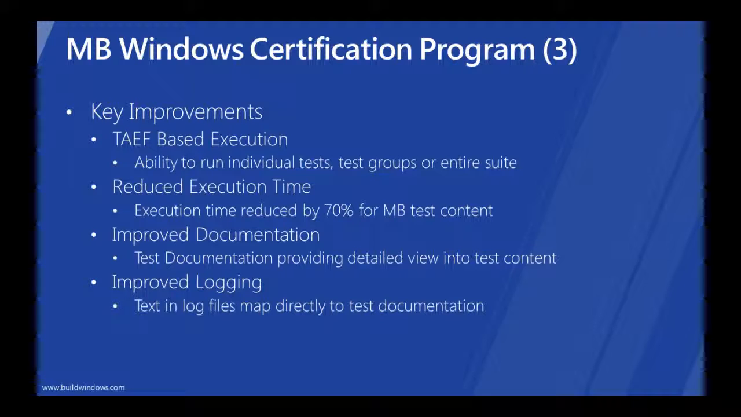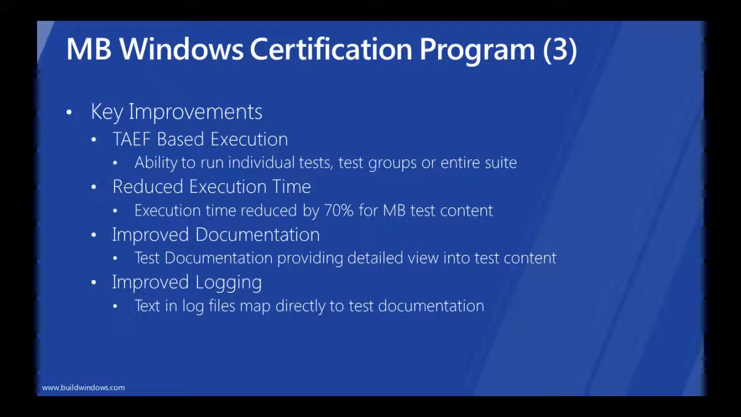Next, I'm going to walk you through some of the key improvements that we have brought to Windows 8 Mobile Broadband Windows Certification Program. The first one is TAFE-based execution. So it grants you the ability to run individual tests, test groups, and entire suites. So if one of the tests fail, you don't have to run the entire test group. You can simply run the failed test and pause and work on debugging it. The second big improvement is the reduced execution time. As compared to Windows 7, we have reduced the execution time by approximately 70%.